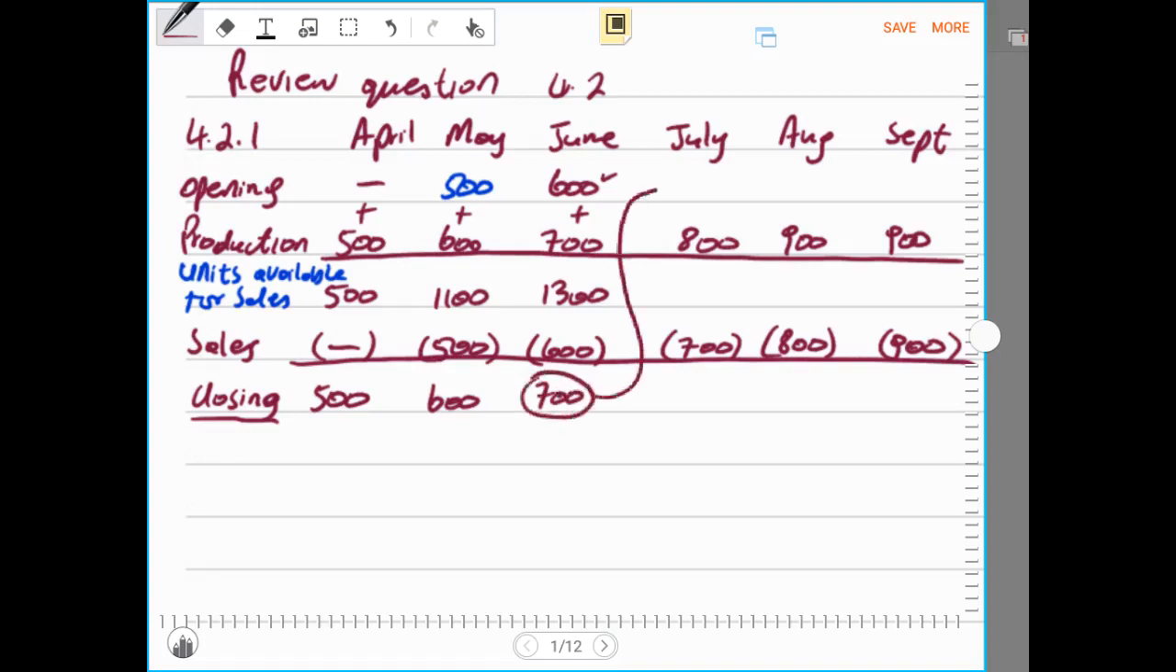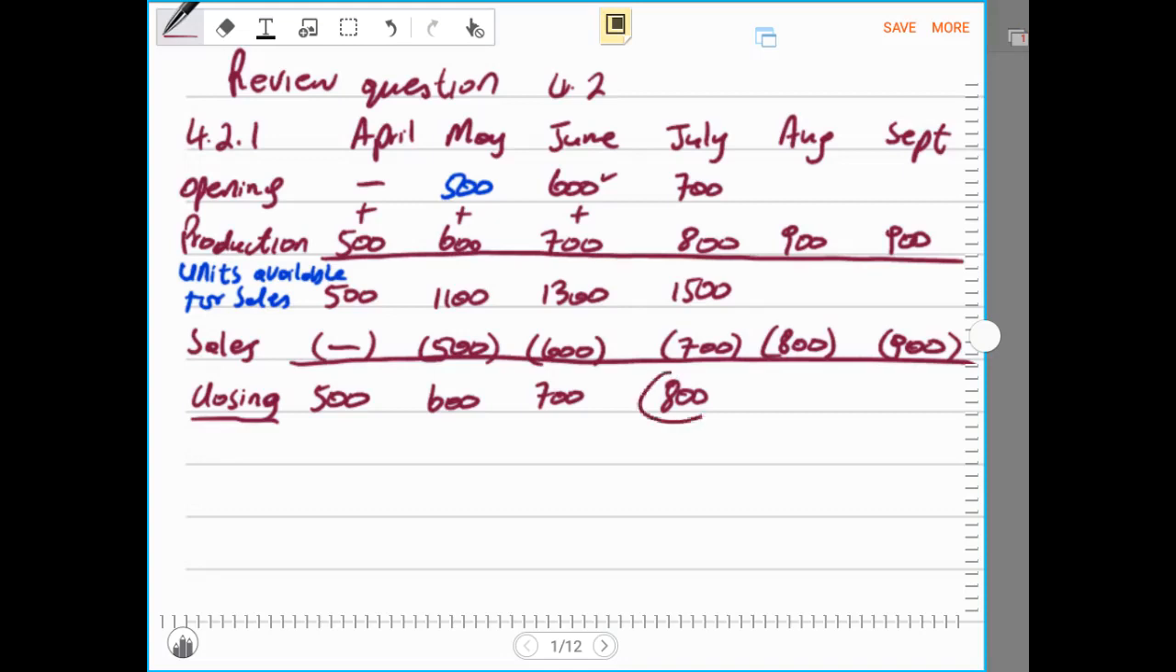And closing becomes opening beginning of July. Remember, this is the opening. So now we record this as the opening of the next month, and the opening of the next month is July, therefore it will be 700. Then we say 700 plus 800, and this will give us 1500 in the month of July, which is units available for sales. Then I will say less the units that were sold. And we sold 700. So the remainder will be the closing inventory, and that remainder will be 800 units.